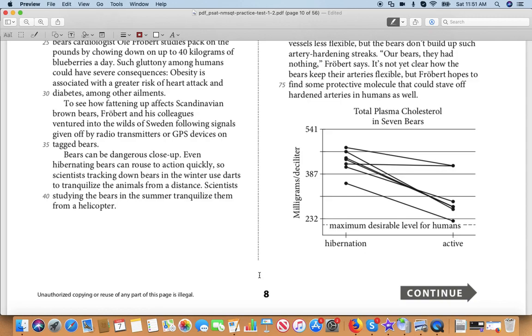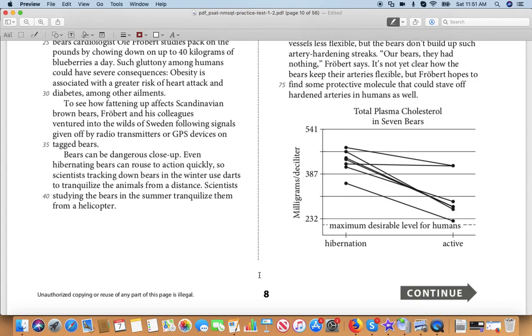It's not. In fact, hibernation is on the left side and active is on the right side. Yes. Gotcha. Hibernation left side, active the right side. So from a hibernation state to an active state. Okay. Does that make sense? Yes. And does that make sense why the maximum desirable level for humans is actually on the y-axis?